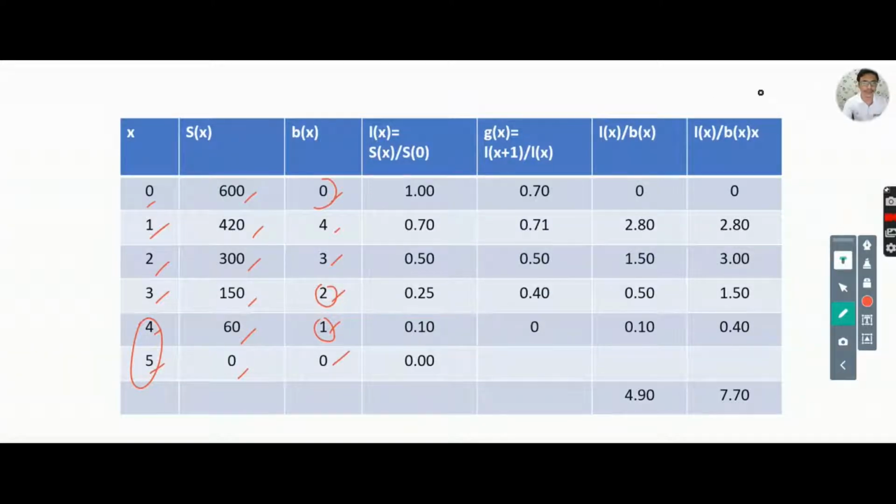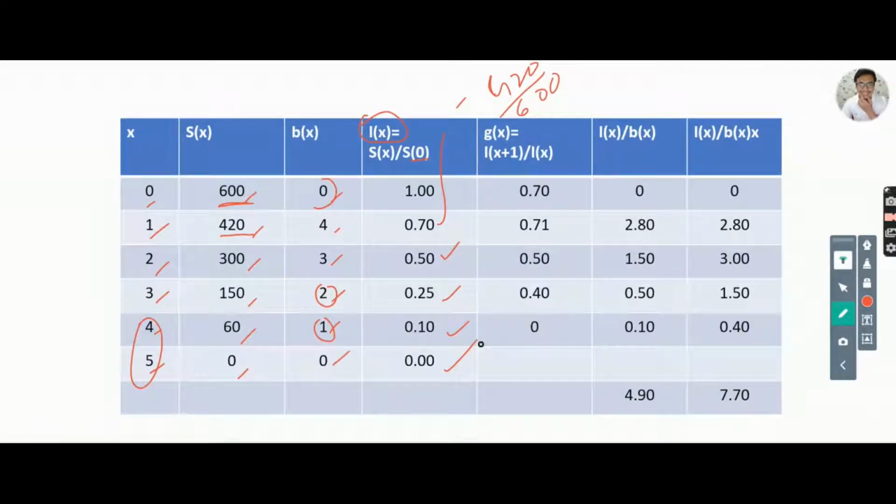Then you can go for Lx. As you know, Lx is Sx by S0, whatever it is at 0. So definitely this is 1. At x is 0, it is 600, and S0 also 600. So 600 by 600, it becomes 1. Then you come to x is 1, Sx is 420 and S0 is 600. So it comes to 420 by 600, right? All these ratios were calculated that way, divided by 600.